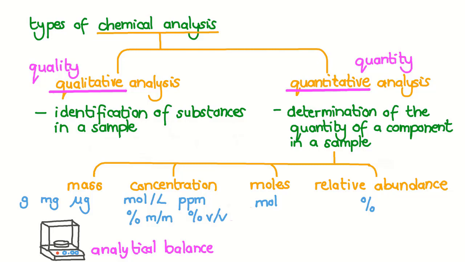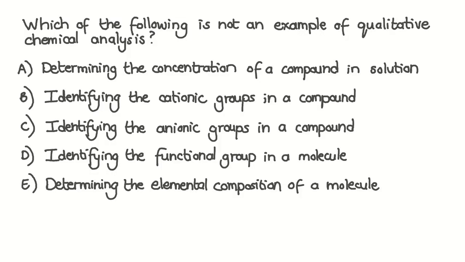Now it's time to practice. Which of the following is not an example of qualitative chemical analysis? A. Determining the concentration of a compound in solution. B. Identifying the cationic groups in a compound. C. Identifying the anionic groups in a compound. D. Identifying the functional group in a molecule. Or E. Determining the elemental composition of a molecule.